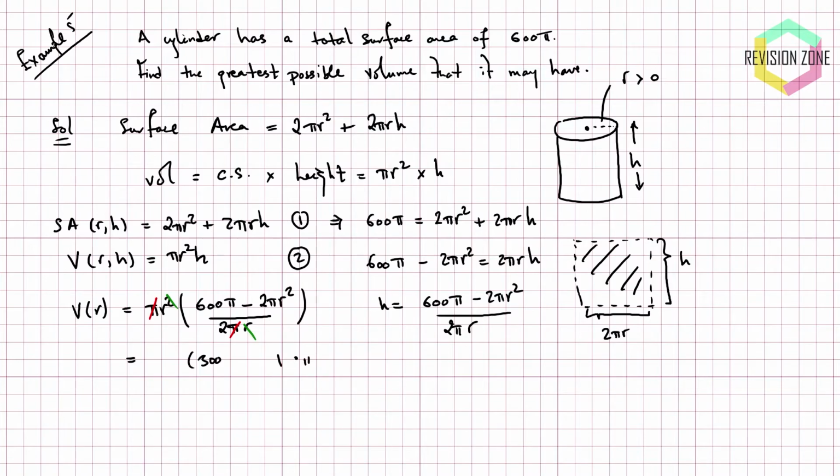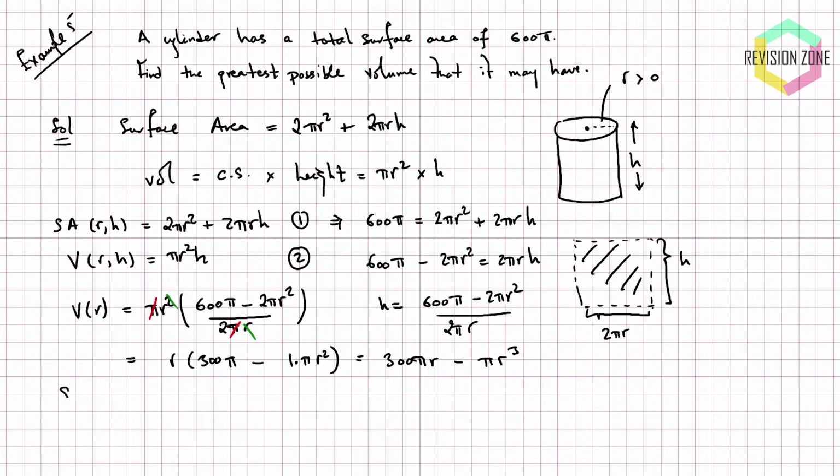And everything else is just going to remain. So I'm going to have the pi, the r squared, a pi here, the negative is going to remain, and the r at the front is going to remain. And of course, we've managed to take care of the entire denominator, so we're not going to have a denominator here. This simplifies to just give me 300 pi r, take away pi times r cubed.